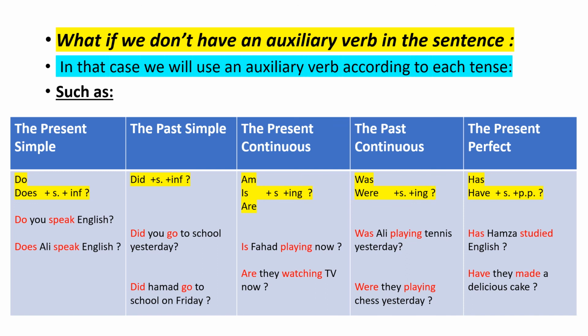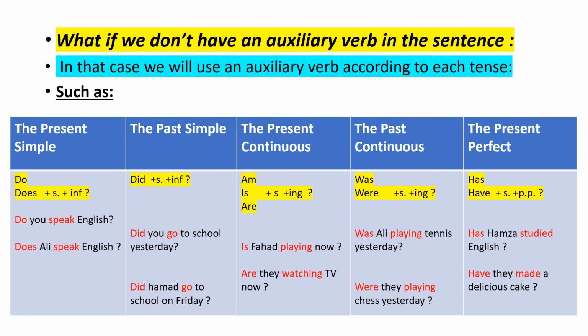The past continuous, we use was and were, plus subject plus ing, like this. Was Ali playing tennis yesterday? You can say yes, he was, or no, he wasn't. What about the plural pronouns? With the pronouns using were, you can say, were they playing chess yesterday? The answer will be yes, they were, or no, they weren't. Because what? Because of the past continuous.